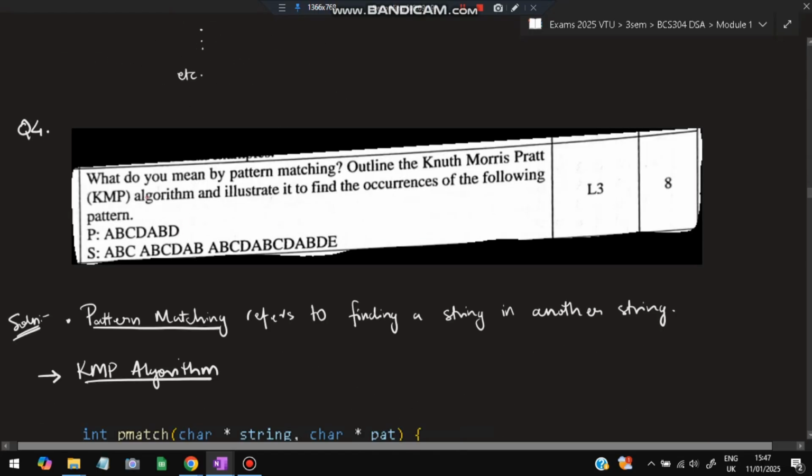Okay, moving on to the fourth super important question, which is: what do you mean by pattern matching? First question they have asked, what do you mean by pattern matching? Second, outline the Knuth Morris Pratt KMP algorithm. Third, illustrate it to find the occurrences of the following. They have given a problem also to solve. It is an 8-mark question, very important question. It has appeared in almost all the papers.